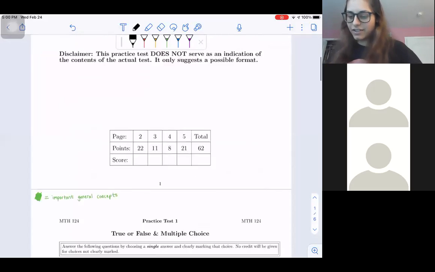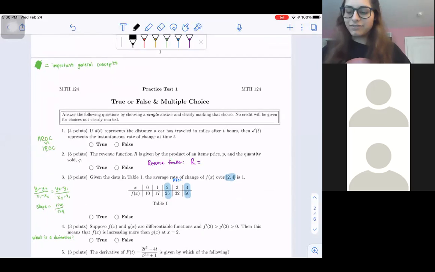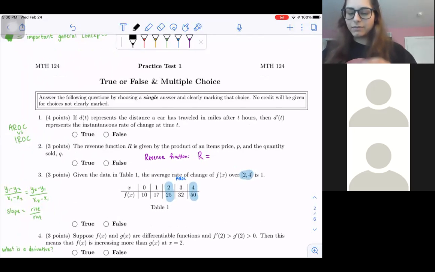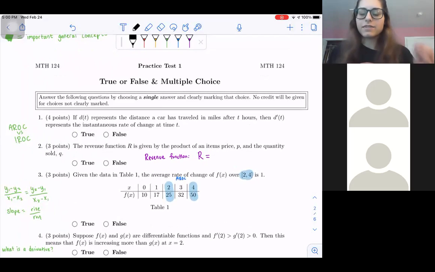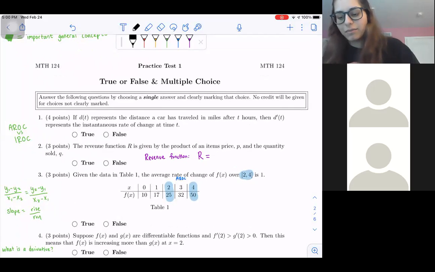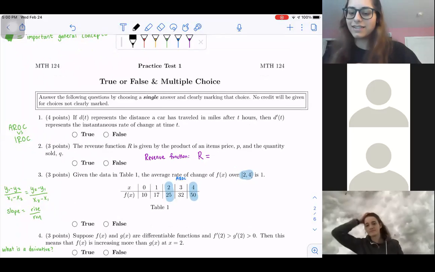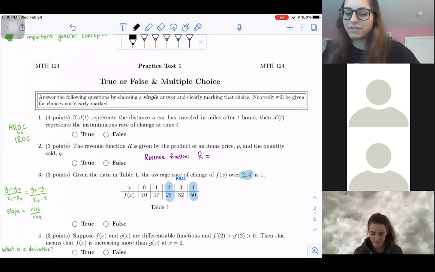Okay, so let's just go through this really slowly, and if you have any questions, let me know. I'll try to touch on some big concepts too, which I've written in green. So first one, if d of t represents the distance a car has traveled in miles after t hours, then the derivative of d of t represents the instantaneous rate of change at time t.